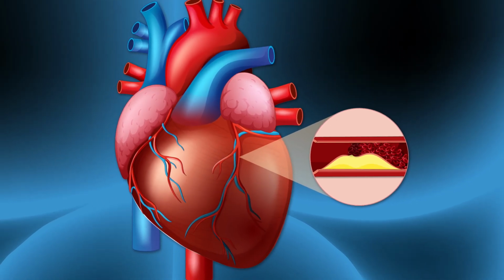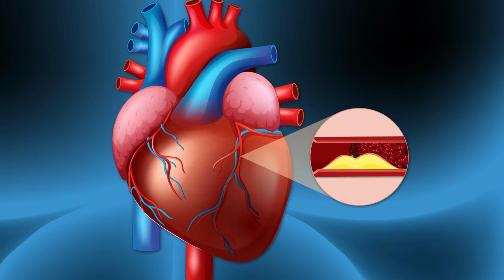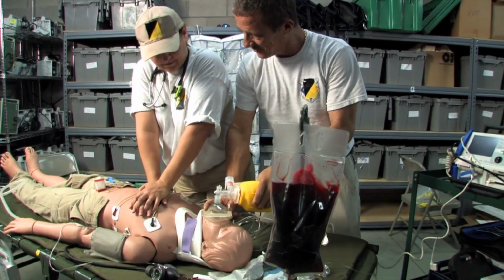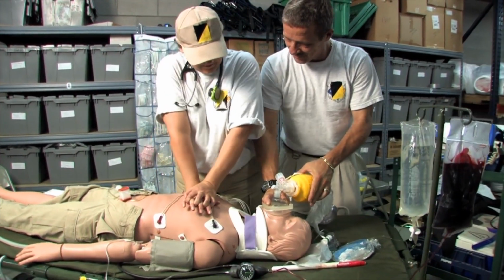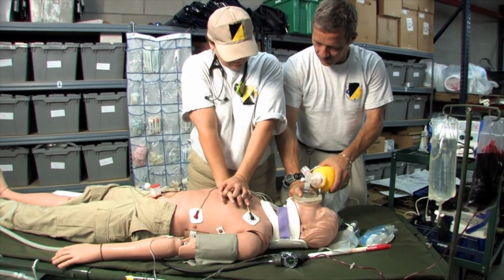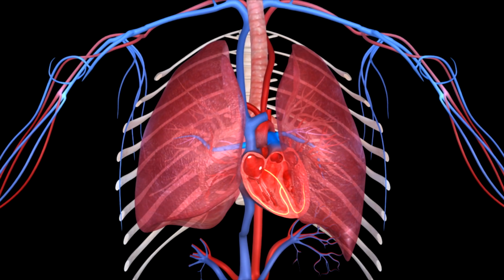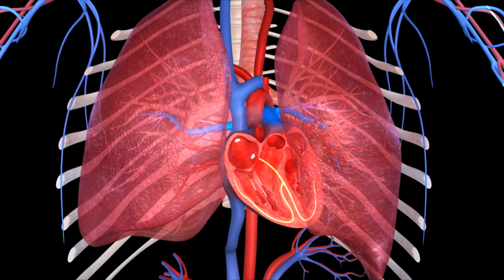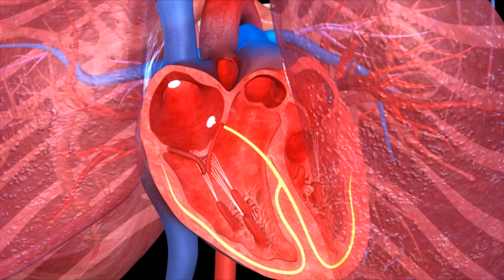Step 4. Give rescue breaths. After 30 compressions, open the airway by tilting the head back and lifting the chin. Pinch the nose shut. Take a normal breath and make a complete seal over the person's mouth. Give 2 rescue breaths, each lasting about 1 second, watching for the chest to rise. If the chest doesn't rise, reposition the head and try again.